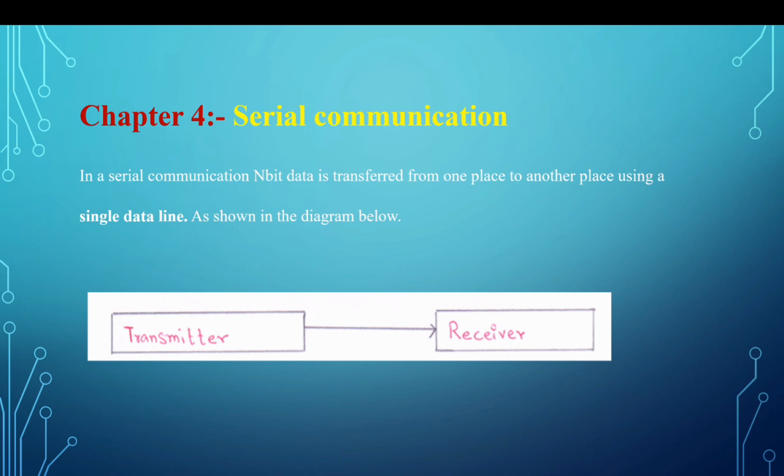In parallel communication, all 8 bits will reach from one place to another place at one instant of time. However, in serial communication, data is transferred bit by bit, so 8-bit information will be transferred in 8 time slots. That is the speed of serial communication. We are going to see the unit of serial communication, baud rate.